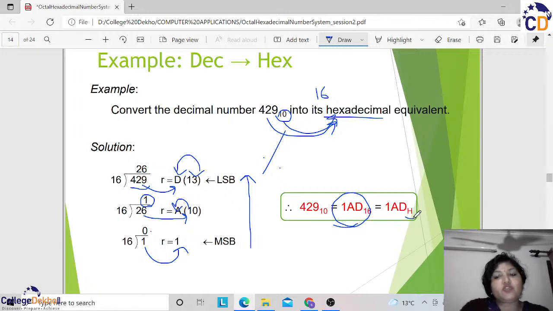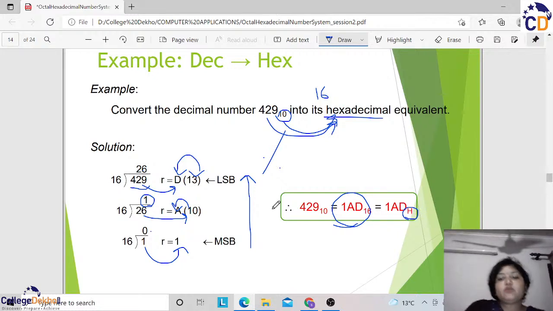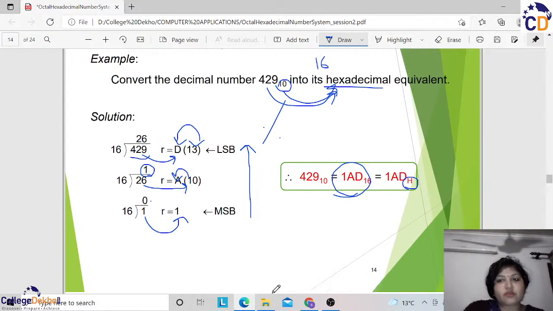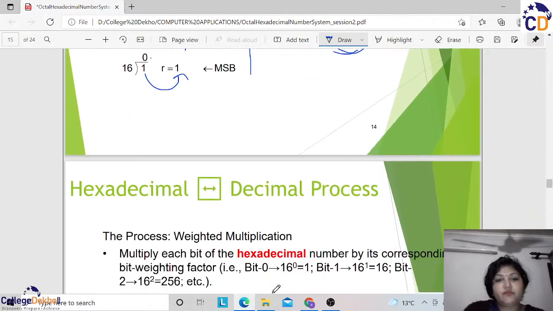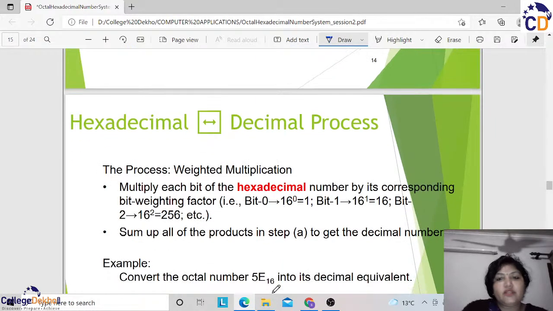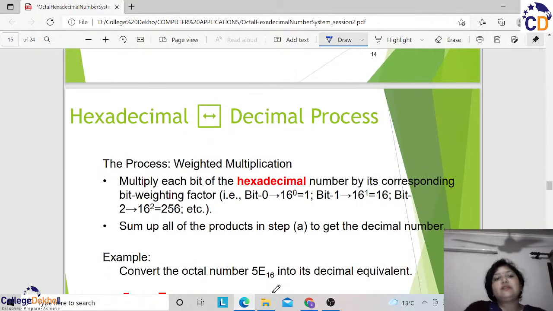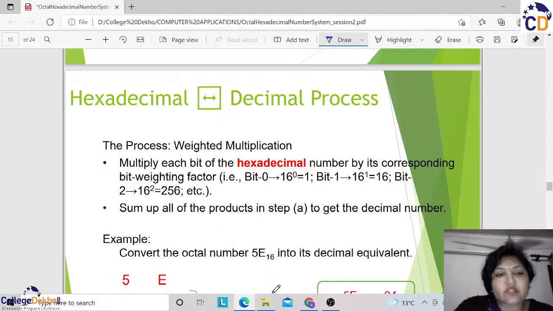You may write it like H also, because sometimes people may write like this. It is the right representation. H is basically representing the hexadecimal number system. Now let us complete the last part, that is the hexadecimal to decimal process, right?